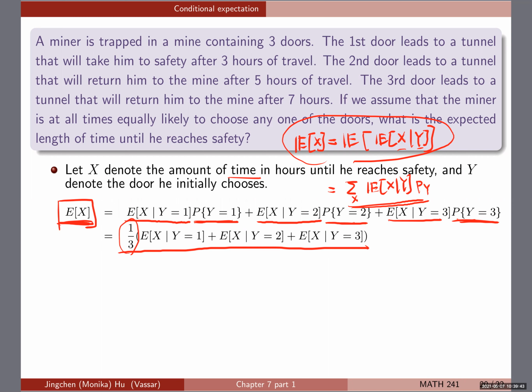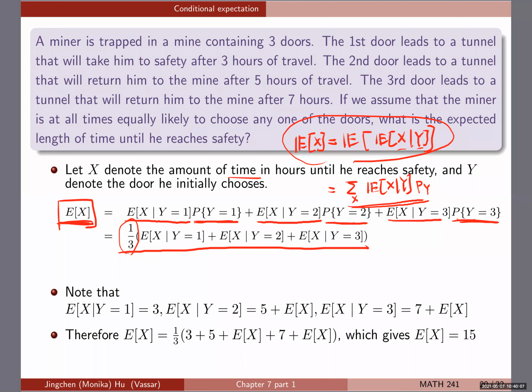So up to this point, we're still applying what we have learned. Next is a little bit challenging to think about, so I would recommend you pause if you want to figure out how to go next. If you have done some thinking already, what I want you to think about is that even though this exercise looks a little bit complicated, there is one very important result hidden in the question. The expectation of X given Y equals 1 is 3, because it's 3 hours of travel.